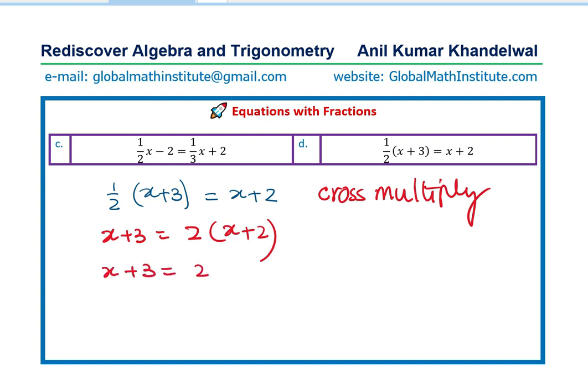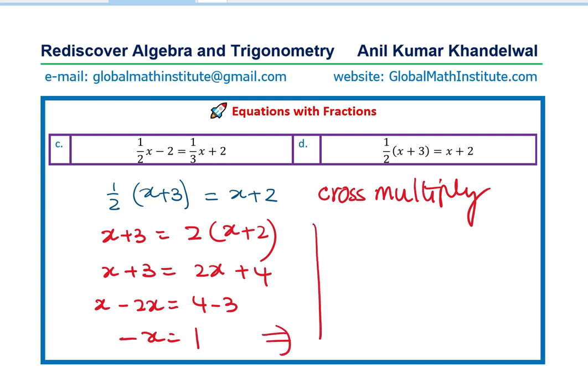Applying the distributive property, you get 2x plus 4. Bring x's together, so we get x minus 2x equals to 4 minus 3, or minus x equals to 1, and that gives you x equals to minus 1. So that is how we have solved this equation. Many times what you can also do is substitute the value back into the equation and check your answer, if time permits, right? That could also be possible.